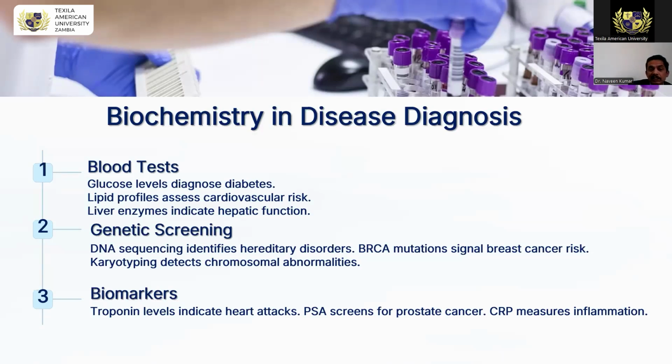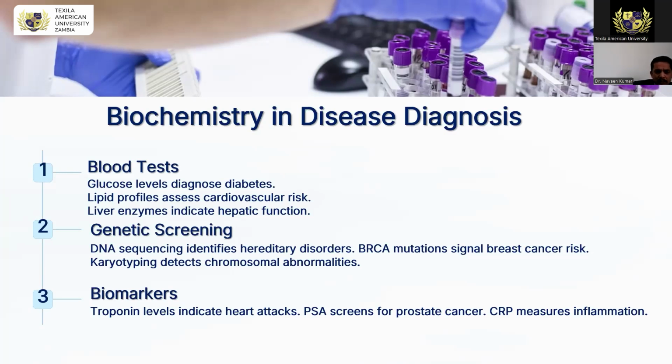And genetic screening nowadays is also very important to predict mutations. For example, BRCA mutations in breast cancer. You can assess the risk of breast cancer at a particular stage. We can anticipate when a particular mutated gene will be expressed in certain people. And karyotyping also detects chromosomal abnormalities, particularly in a fetus, in order to prevent some genetic disorders.